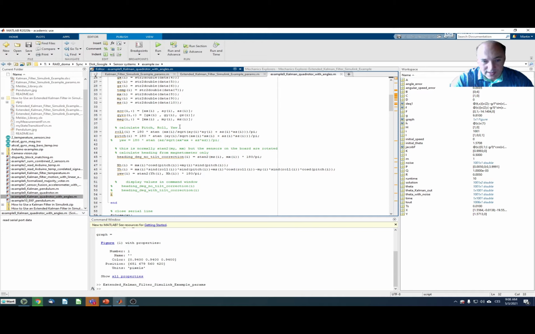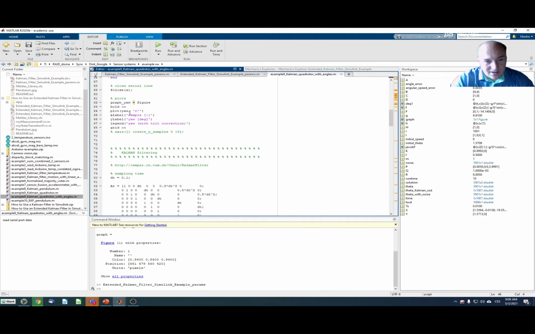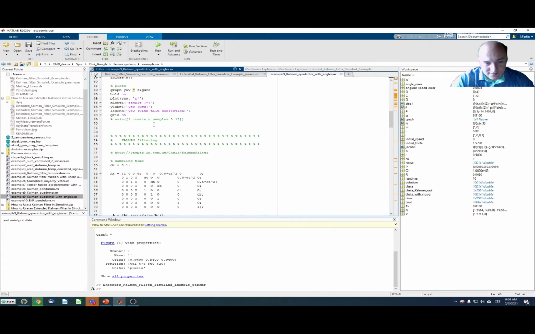So I will get some estimate of my angle, what is the correct orientation of the drone. If you don't have the Arduino, you can replace all this for loop with some constant signals. And then I go on to the section where I actually do the Kalman filtering.